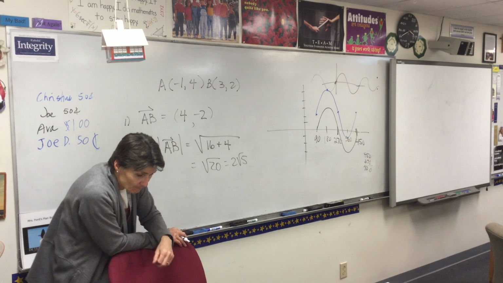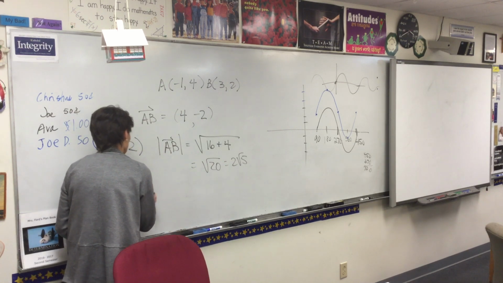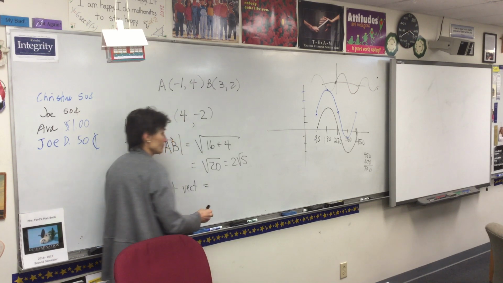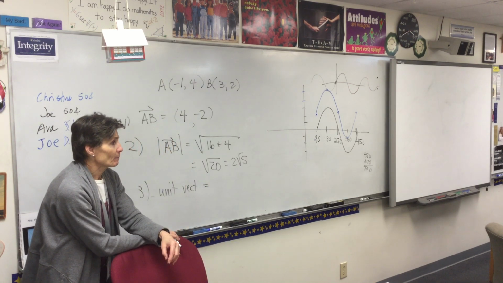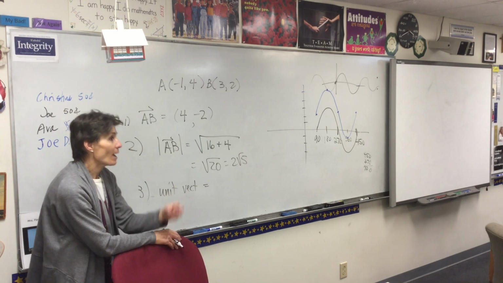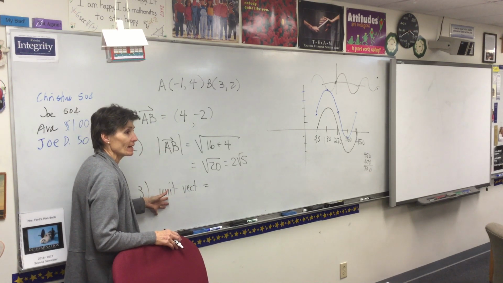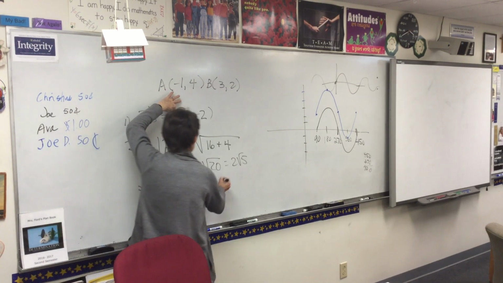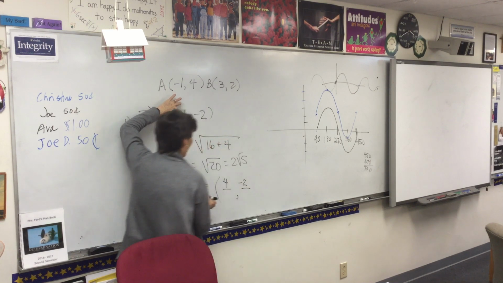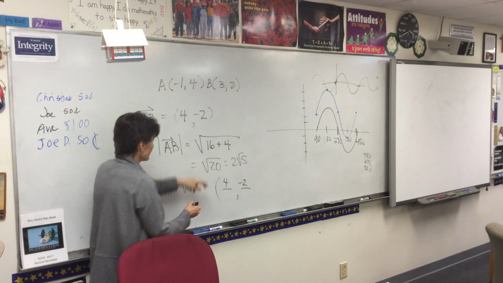That's the magnitude. Now the next problem is find the unit vector. Anybody remember how to find the unit vector? Well, you're on the right track. You have everything you need. To find the unit vector, you take your original vector, which was 4, negative 2, and you divide by the magnitude.